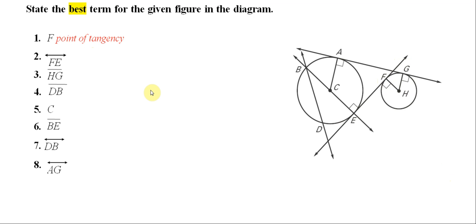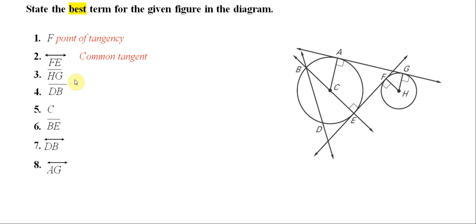All right, so we can move on here and let's look at number 2, FE. Now FE is a line and you see that it's tangent to this circle here, circle H, so we could call it a tangent. But remember, we want to find the best term for this, and so notice here that FE isn't just tangent to the small circle, it's also tangent to the larger circle. So we can say that it's tangent to both of them or that it's a common tangent.